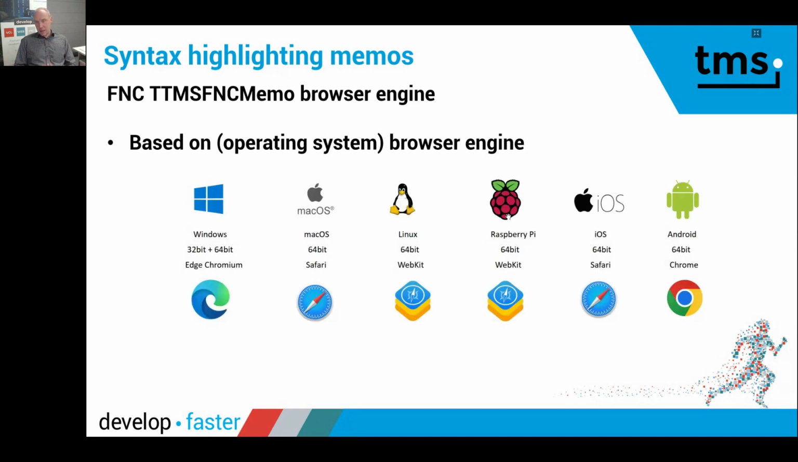If we talk about that browser engine, well, first of all, it's important to note that the FNC memo is a cross-platform, cross-framework component. That means that the FNC memo will work in a VCL application, in a FireMonkey application for all the targets that FireMonkey supports, and as a bonus also in a WebCore web application. And for those of you using Lazarus IDE, the FNC memo can also be used from Lazarus.